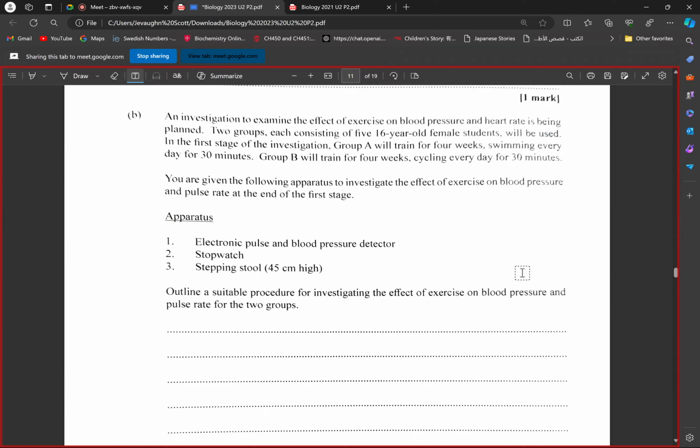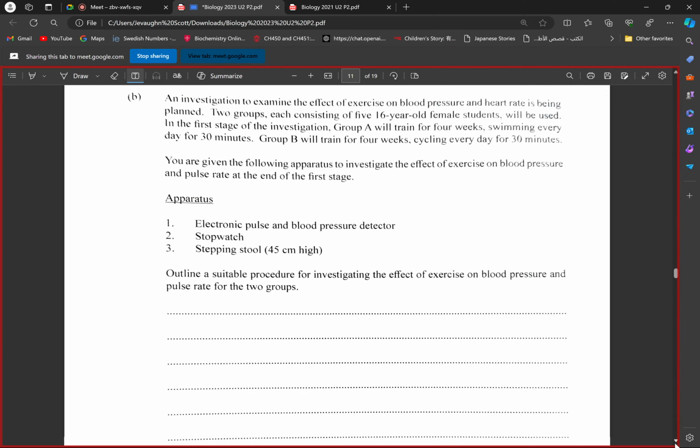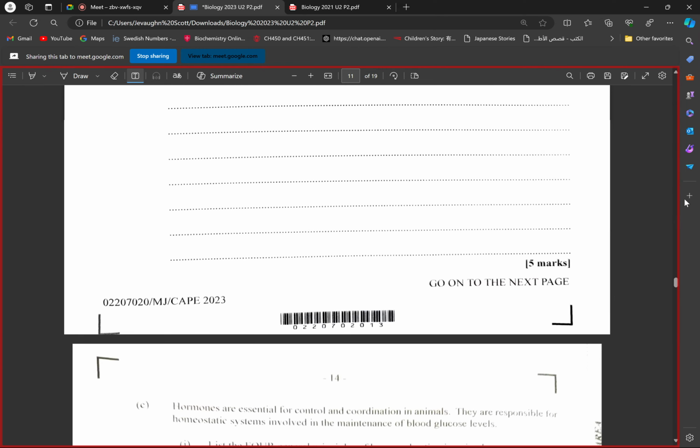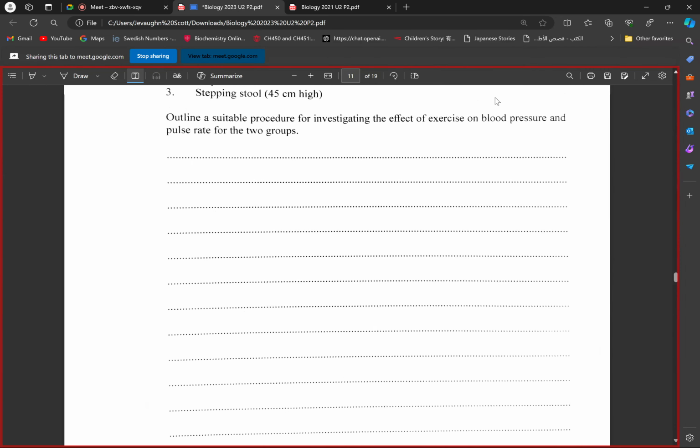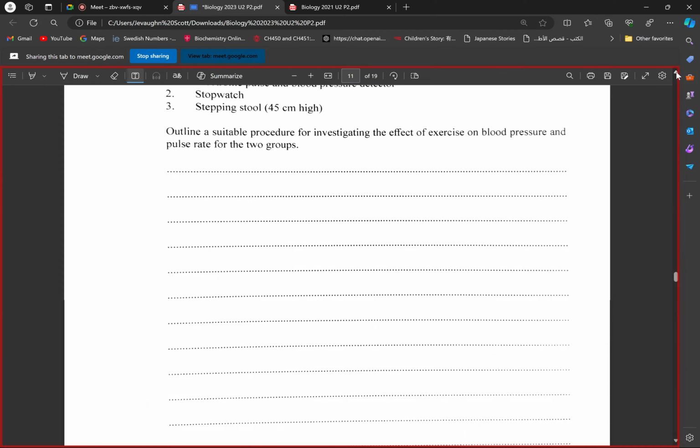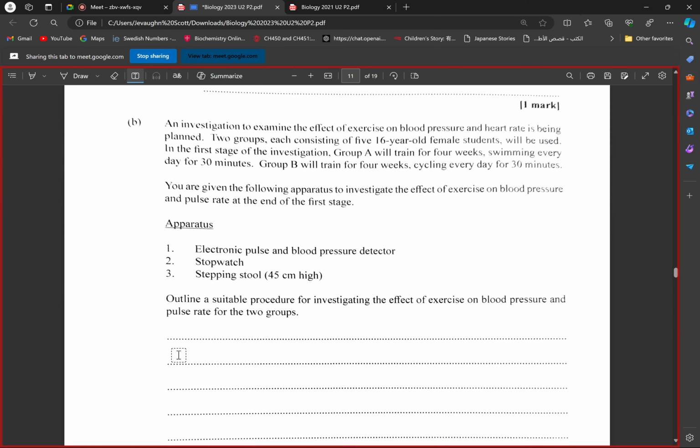What would be a suitable procedure? 5 marks, at least 5 steps. So let's go. What's a suitable procedure for this? How would we test the effect of exercise on blood pressure and the pulse rate? We have a stepping stool that is 45 centimeters high.